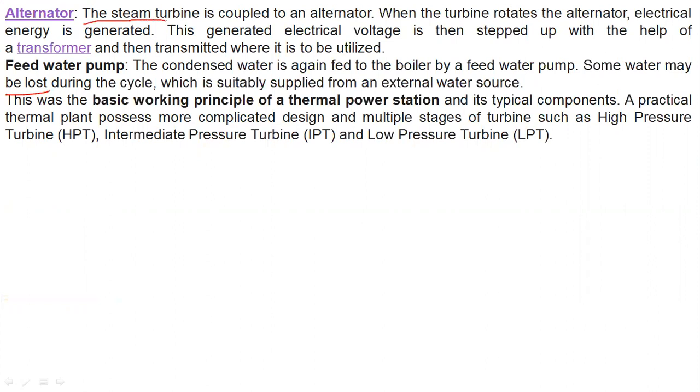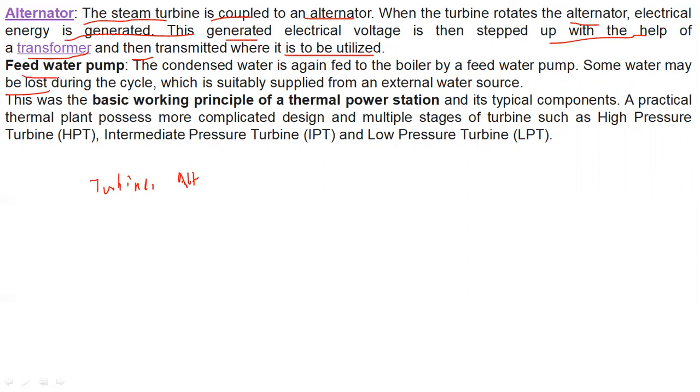The steam turbine is coupled to an alternator. When the turbine rotates the alternator, electrical energy is generated because the turbine and the alternator rotor are the same. The electrical voltage thus generated is then stepped up with the help of a transformer and then transmitted to where it is to be utilized.